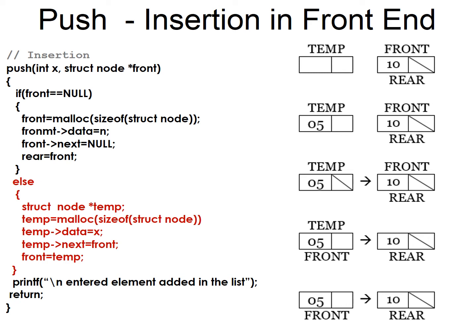Now this node is inserted before the first node of the previous double-ended queue. That is, before front I am creating a new node. So what I do is temp of next is equal to front. So the new node will refer to the previous front node. Now the new node will become the front node. So front is equal to temp. Then when you come out of this function, automatically the temporary variable will get removed. So a new node is inserted before the front end.